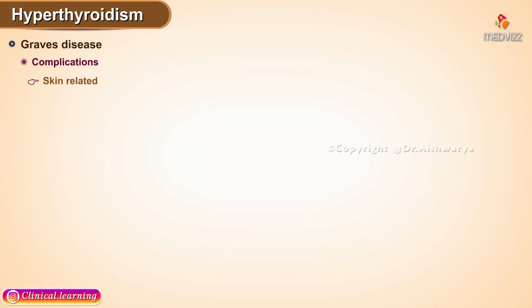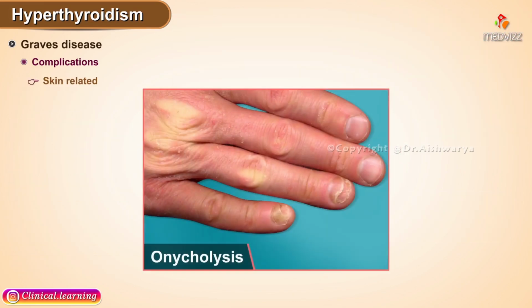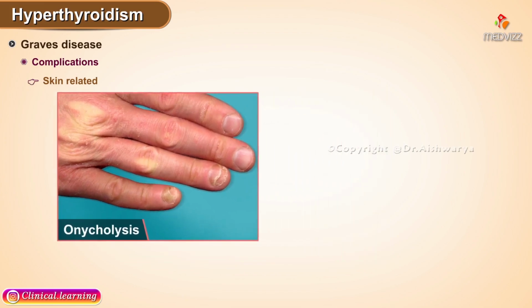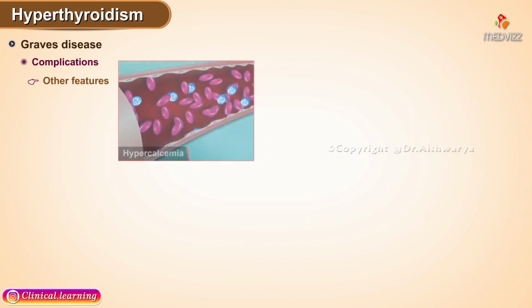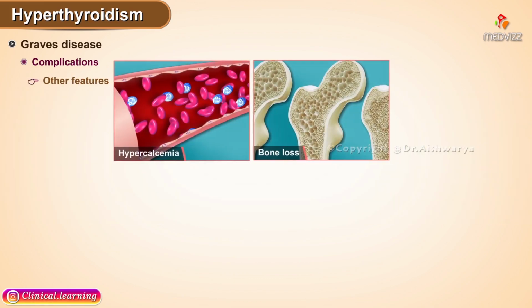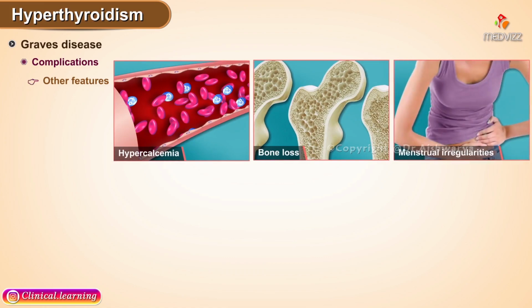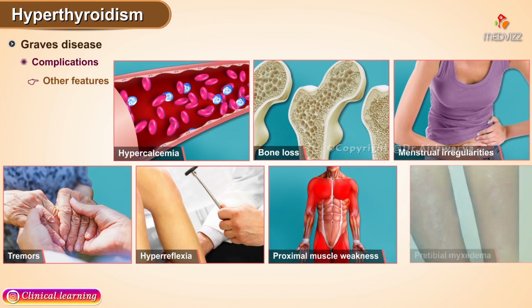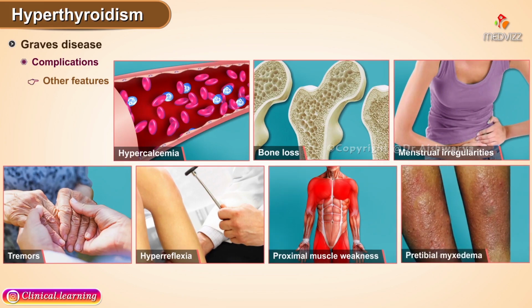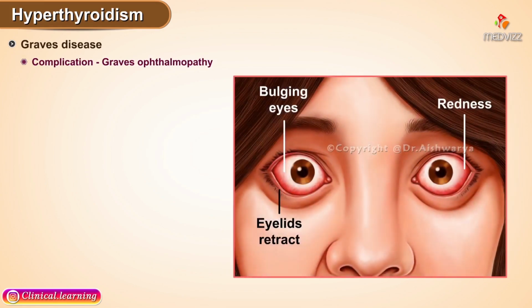Certain skin-related complications like onycholysis, which is breakdown of the nails, clubbing, hyperpigmentation, and other features like hypercalcemia, bone loss, menstrual irregularities, tremors, hyperreflexia, proximal muscle weakness, and pretibial myxedema can all be seen in patients with Graves' disease due to excessive production of the thyroid hormones. Now let's talk about one of the most important complications of Graves' disease, which is Graves' ophthalmopathy.